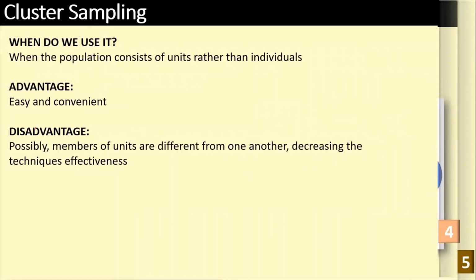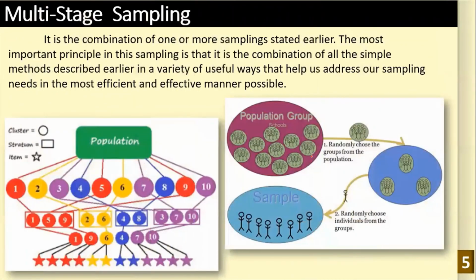So, when to use it? So, if the population consists of units rather than individuals, so ano gid siya pinaka-obvious? Yung population is na siya clustering or groupings na daan. So advantage, easy and convenient, less gasto, less hago. Disadvantage, possibly members of units are different from one another, decreasing the technique's effectiveness. So if medyo lahi sila tanan no, medyo dako ka siya impact sa imong results.